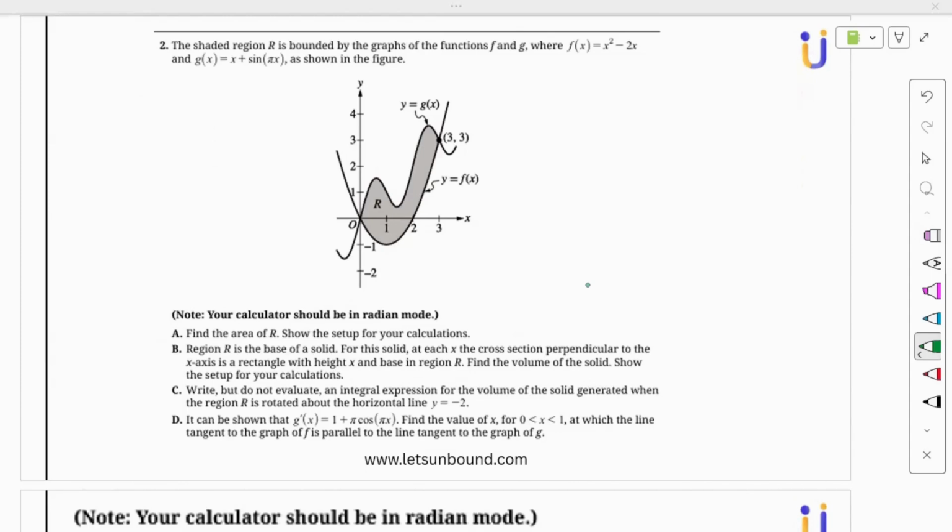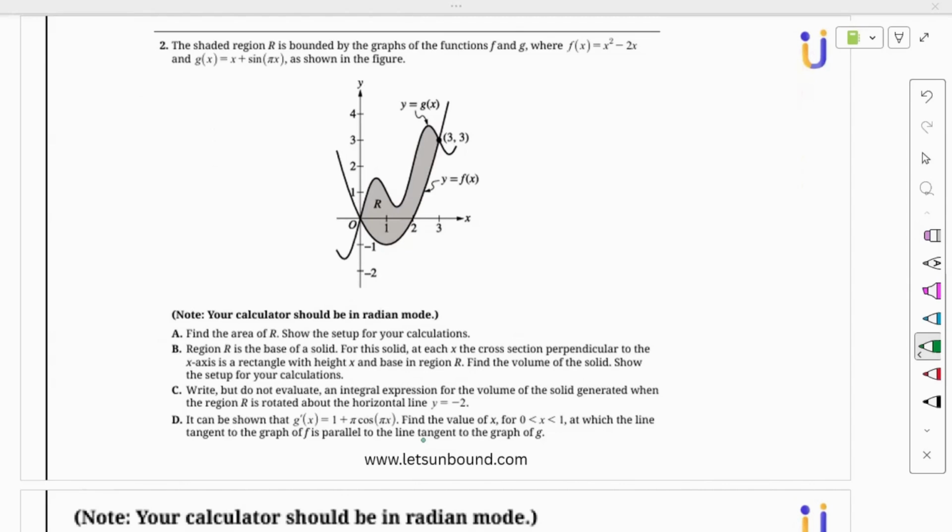In part B, region R is the base of a solid. For this solid, we need to find the volume under certain conditions. And in part C, we need to write an integral expression for the volume generated when the particular region is rotated about a horizontal line. And part D is, it can be shown that g prime of x is given. We need to find the value of x for which the line tangent to the graph of f is parallel to the tangent of the graph of g.